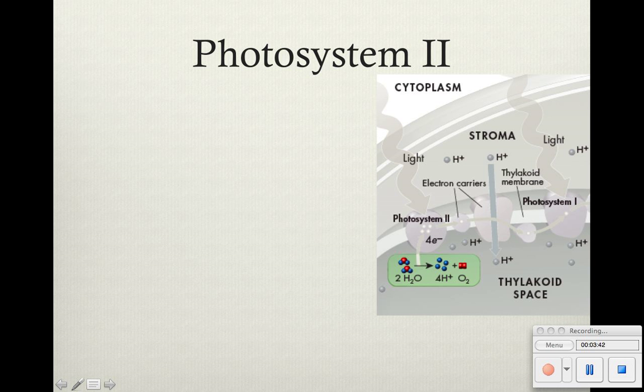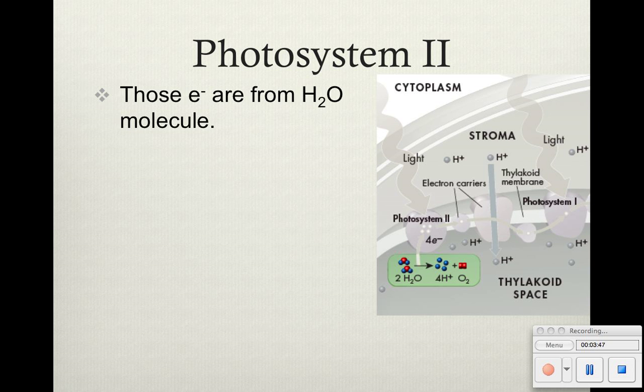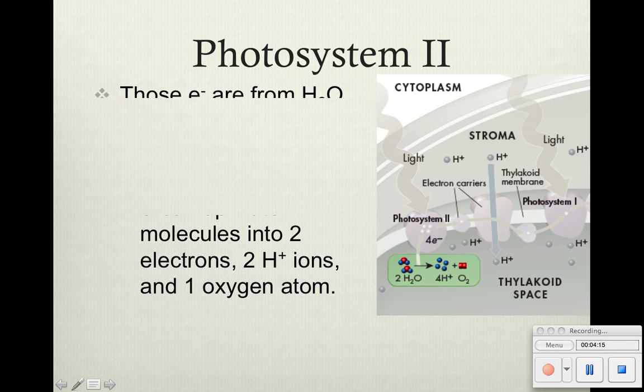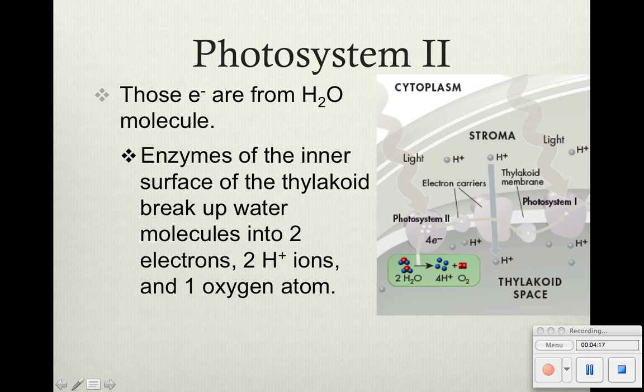Okay, so within photosystem 2, let's start pretty much at the beginning. Okay, so we have electrons that are from water. Remember, photosynthesis requires H2O. So some of you have asked where those electrons come from, and those electrons actually come from the breakdown of water. So right here, that's highlighted, okay?